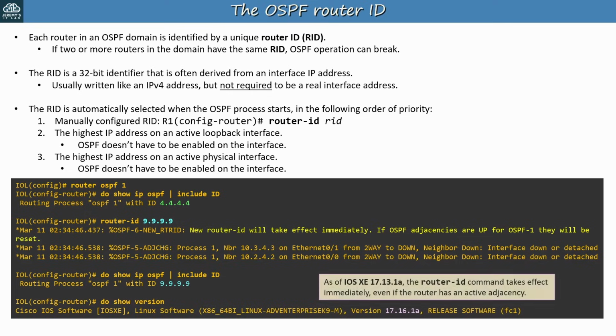17.16.1a. As of IOS XE 17.13.1a, the router-id command always takes effect immediately, even if the router has an active adjacency. Don't worry about memorizing that version number or anything for the exam, but if you're configuring an OSPF network in production, be aware that on newer routers, this command takes effect immediately and will cause adjacencies to go down briefly.